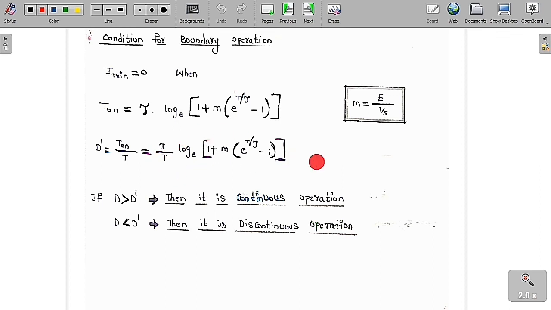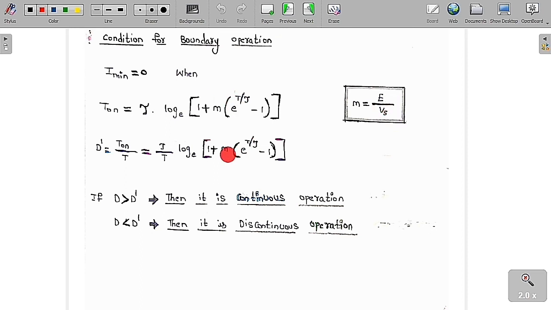the I minimum will be equal to 0. This is the duty ratio at which the minimum current will be equal to 0, which is tau by T into log of 1 plus m into e to the power of T by tau minus 1, with base e, where m is E by Vs. So in the I minimum expression, I set I minimum equal to 0, and after simplification I got this value, m equal to E by Vs.